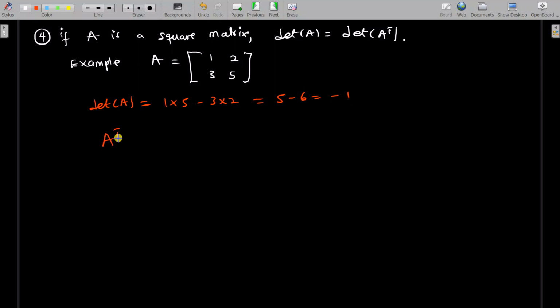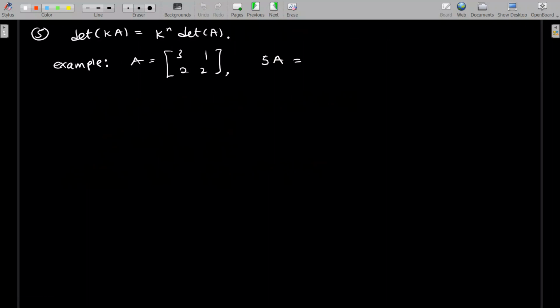Now A transpose is writing the columns of A as rows. If I find the determinant of this, the determinant of A transpose is equal to 1 times 5 minus 2 times 3. This is the same thing as 5 minus 6, which is negative 1. So that's the property: the determinant of A and A transpose both have the same determinant.